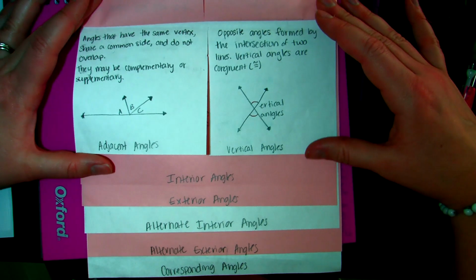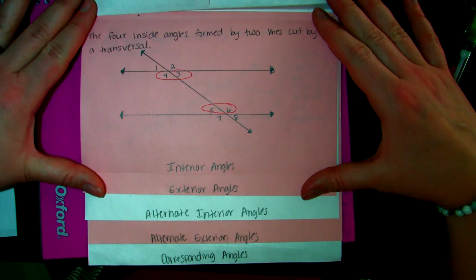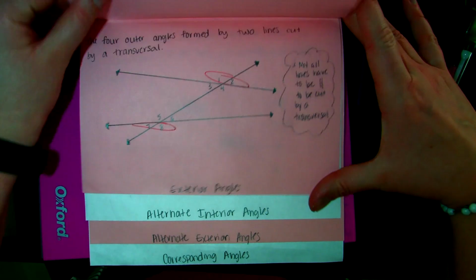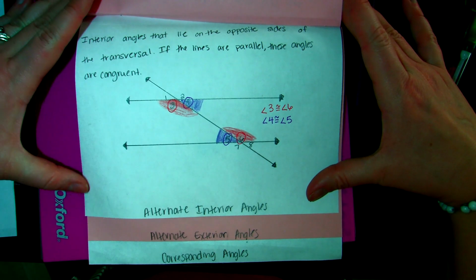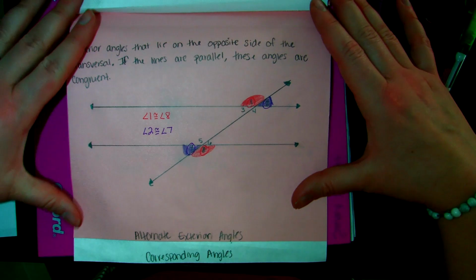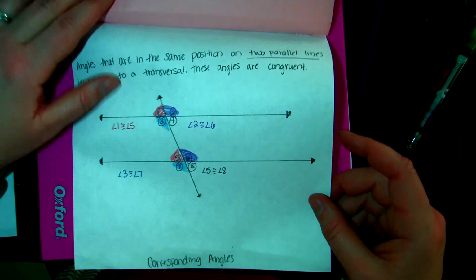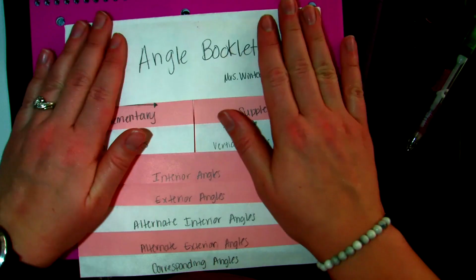These are in the back of your book. And these are the ones we talked about today. Interior angles, exterior angles, alternate interior angles, alternate exterior angles, and corresponding angles, noting that I used all sorts of different colors to show all of the possibilities. So when you get back to school, you can work on that.